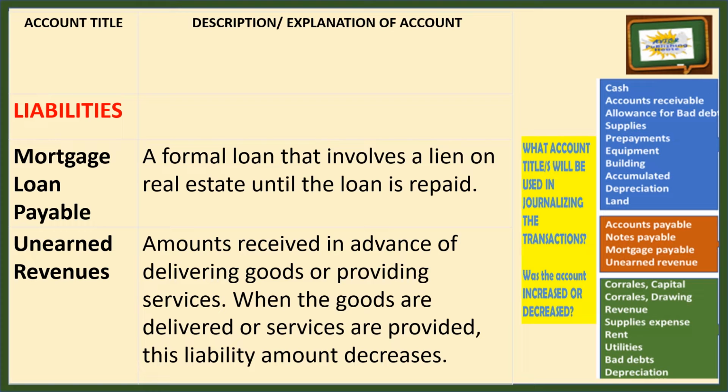Unearned revenues are amounts received in advance for delivering goods or providing services. If you have received an amount in advance without yet performing the services or delivering the goods, then that becomes a liability. And the account title being used for that is unearned revenues. When the goods are delivered or services are provided, this liability amount decreases.